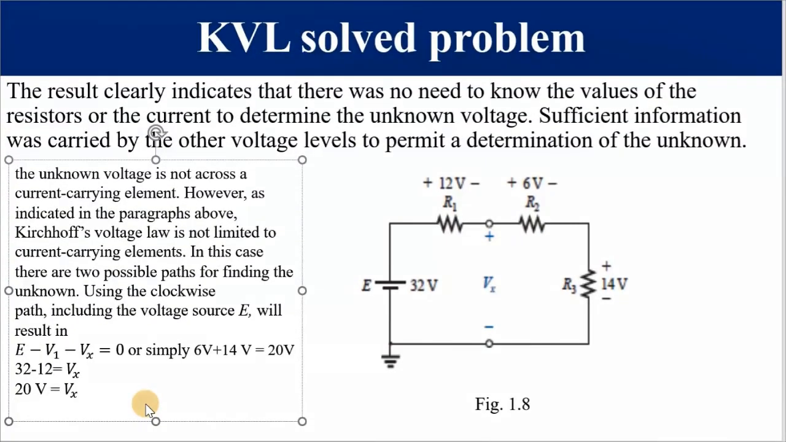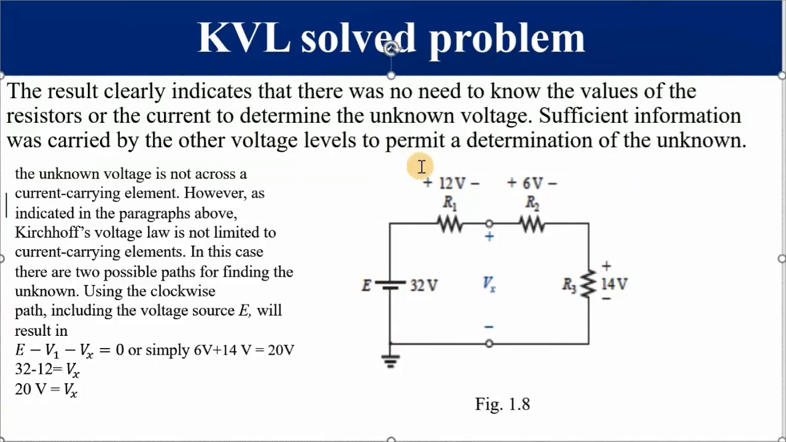Another worked problem on Kirchhoff's voltage law. This time we've got a circuit, and we are required to find Vx. This is very, very simple, and we are going to form Kirchhoff's voltage law. We are going to choose this loop. 32 volts minus 12 volts minus Vx gives us 0, and you see that your Vx is equal to 20 volts. Or you can go this way. You choose this loop, and you are going to say Vx minus 6 volts minus 14 volts is equal to 0. So your Vx will be 6 plus 14, and that is 20 volts.